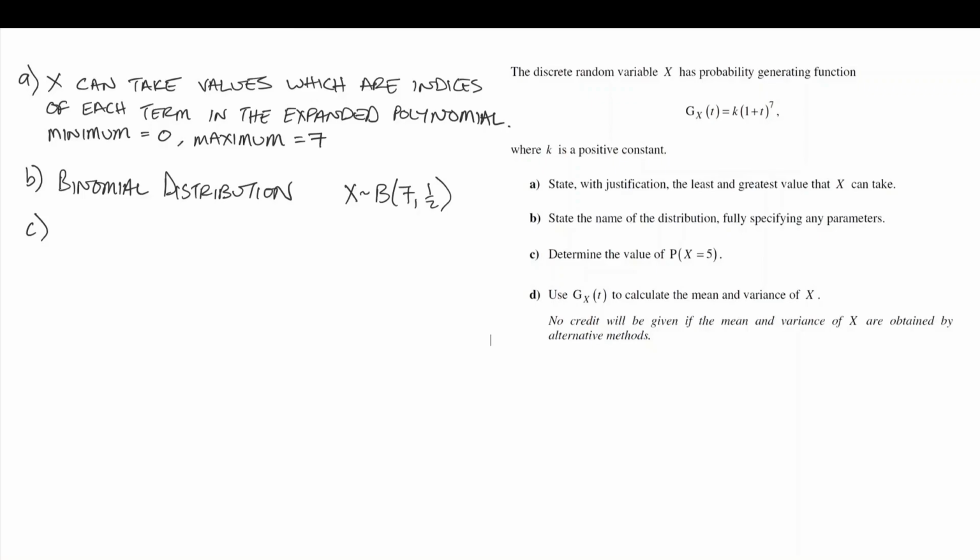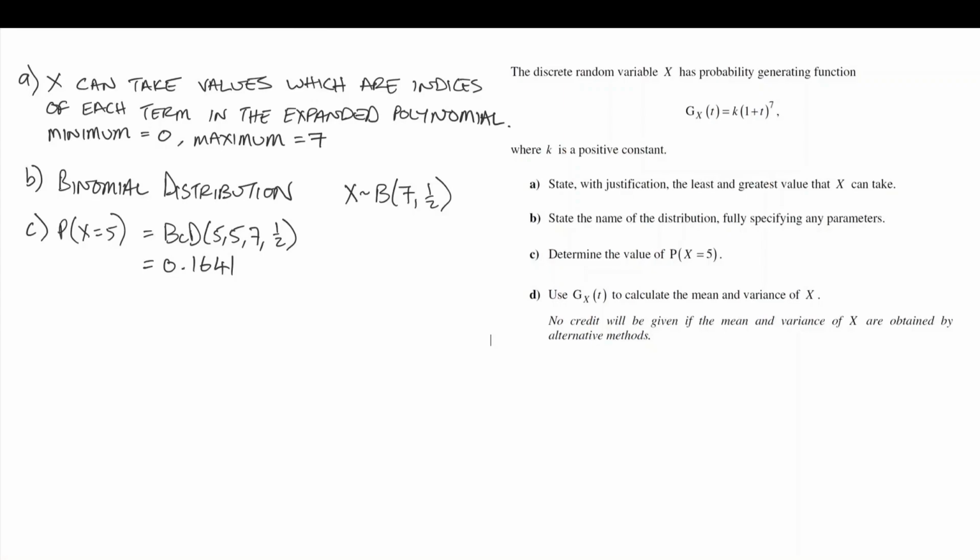In part C of the question, we're asked to determine the value of the probability that x equals 5. Well, now that we know it's a binomial distribution, I can just calculate with the binomial rather than the probability generating function. So for the probability that x equals 5, we can use BCD with the minimum and maximum being 5, n is 7, and p is a half. Into our calculator, 0.1641.